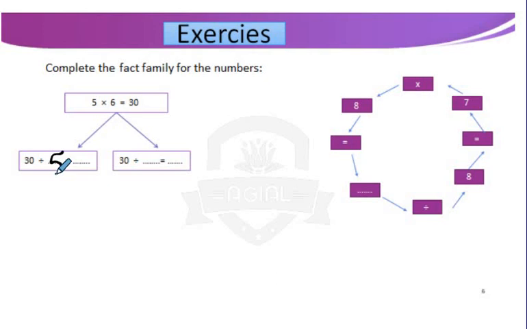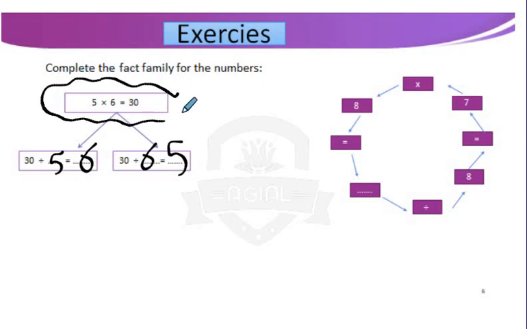Excellent. This means 5 multiply what equals 30? Excellent. 5 multiply 6 equals 30. And if you write in here 6, 30 divided by 6, meaning 6 multiply what equals 30? 6 multiply 5. This is called the fact family. 5 multiply 6 equals 30. You can write 30 divided by any one, give me the other one.